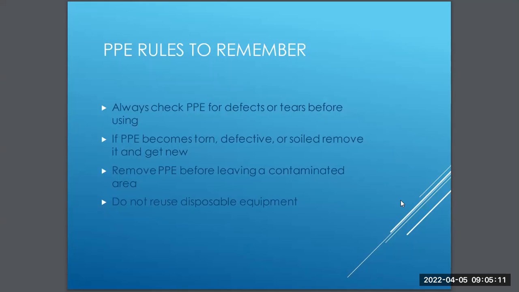PPE rules to remember: always check PPE for defects or tears before using. If PPE becomes torn, defective, or soiled, remove it and get a new one. Remove PPE before leaving a contaminated area. Do not reuse disposable PPE.